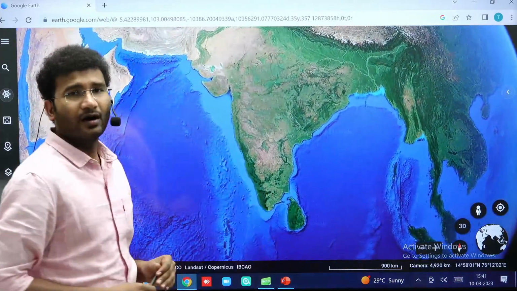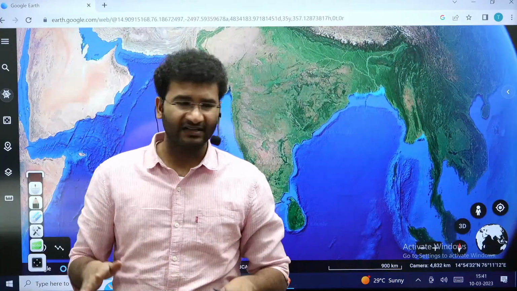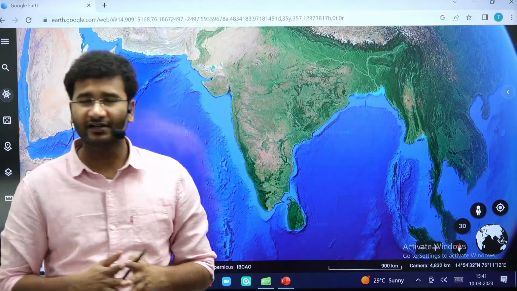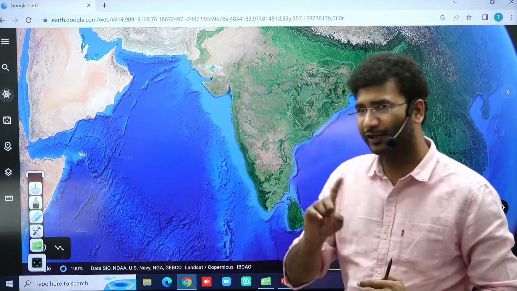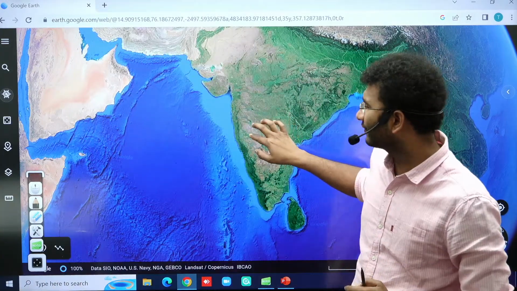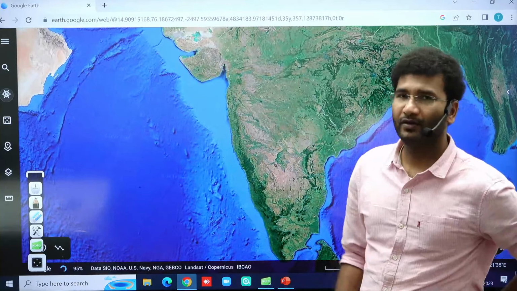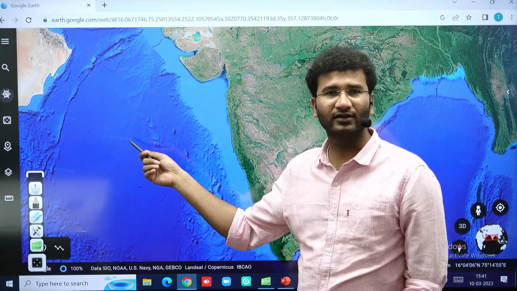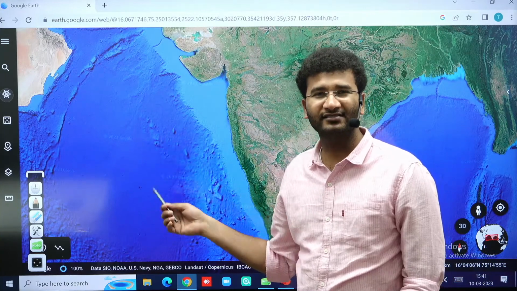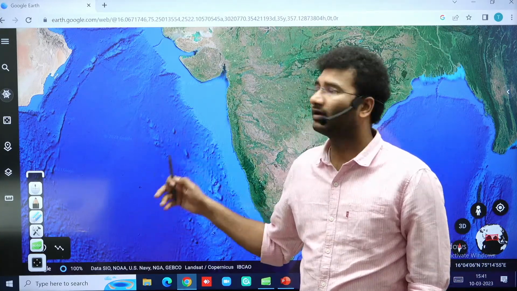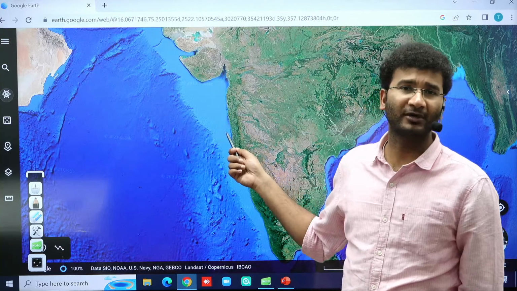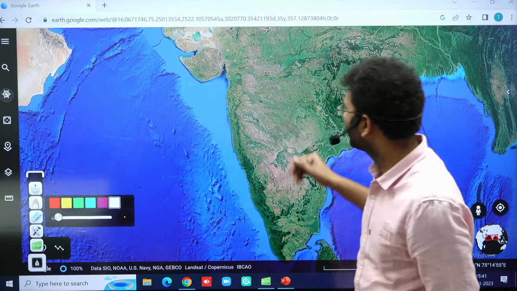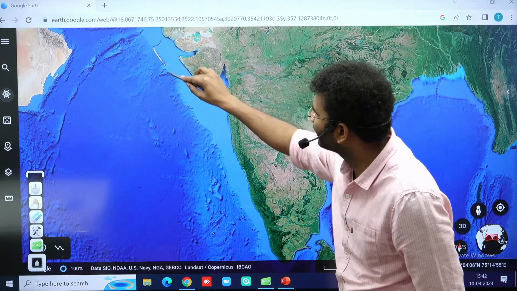Now, how do you identify a continental shelf on your atlas or even on the globe? It is very easy. You can identify the continental shelf when you look at the map. You can see two different colors on the map. One is a light blue color, and then you have a dark blue color. So the dark blue color indicates that the depth of the ocean is more, and here the depth of the ocean is not much. So look here, this is your continental shelf. This is the continental shelf of India.